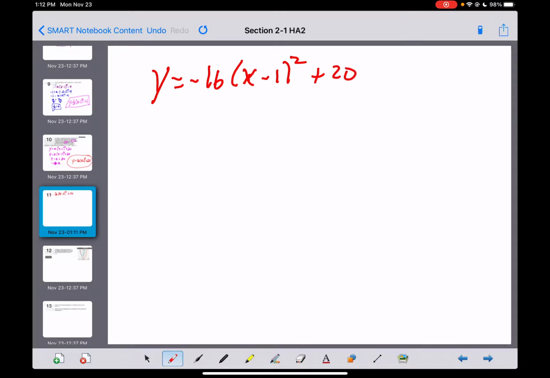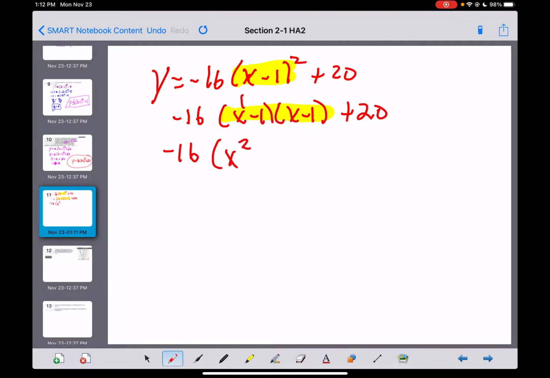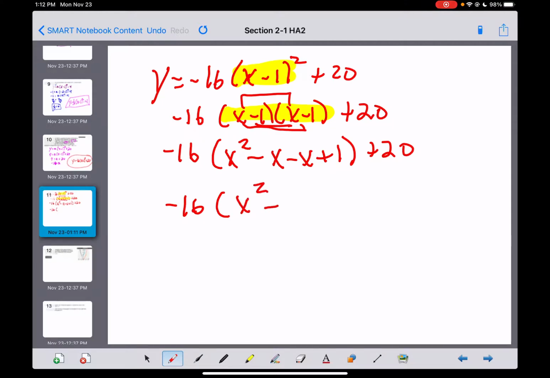All right, so if we want to put it in that other form, the first part we're going to do is this right here. So we need to understand that that's negative 16 times (x minus 1) times (x minus 1) plus 20. Now I'm going to take this part and I'm going to FOIL it. So that's negative 16 times (x squared minus x minus x plus 1) plus 20. So that's negative 16 times (x squared minus 2x plus 1) plus 20.